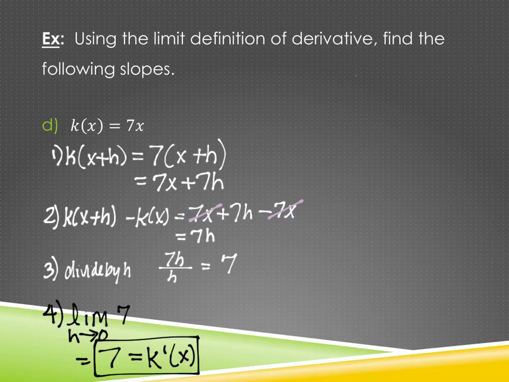Now, let's just pause for a moment and think about why. Question D, k of x equals 7x. What does that equation look like? What's its shape?